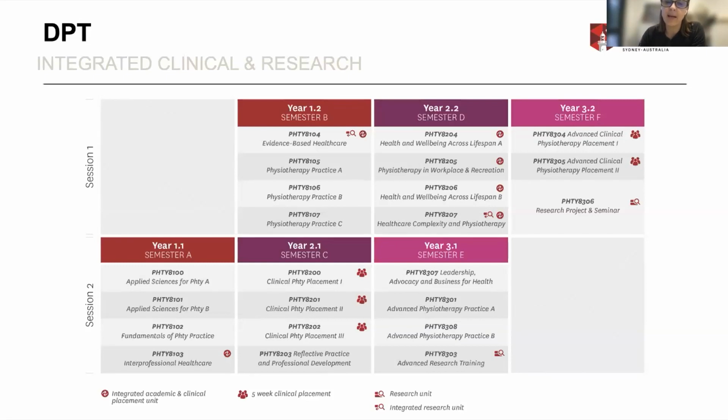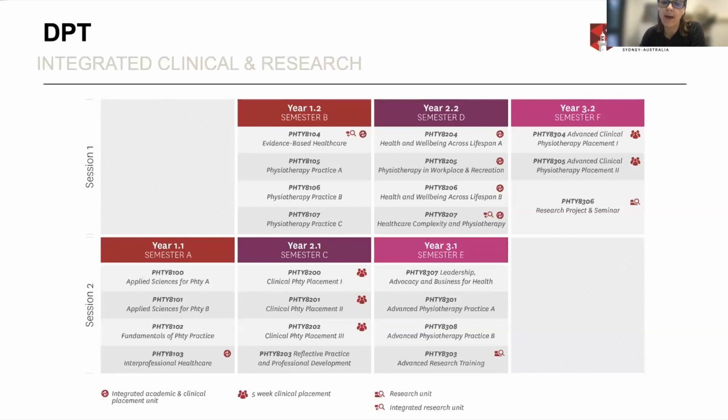So you're out in different clinical placements. Some of those are in hospital, some are in private practice, and you do a variety as part of the accreditation requirements of the course. Semester D is about building that complexity. We have pediatrics, you can see workplace and recreation and sports, and we also have chronic and complex care.